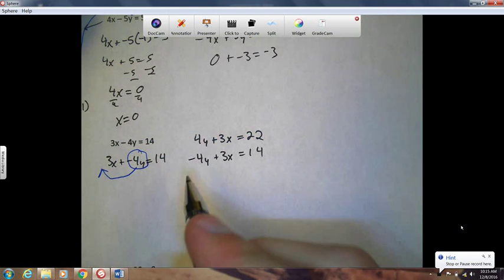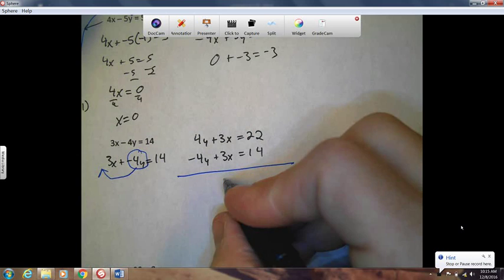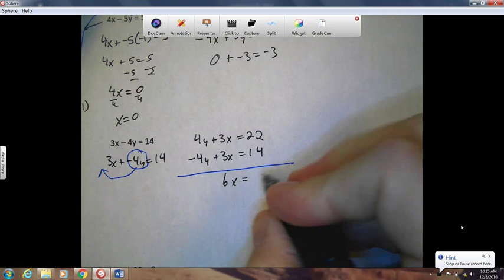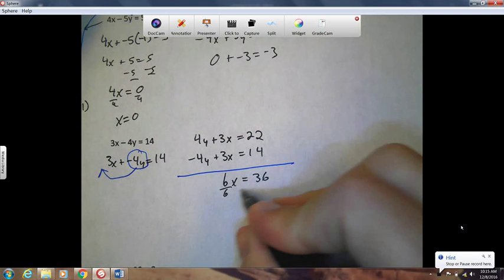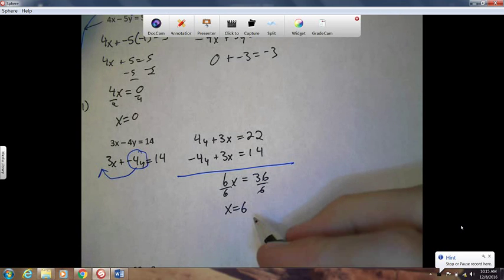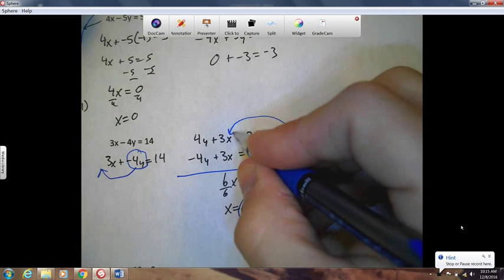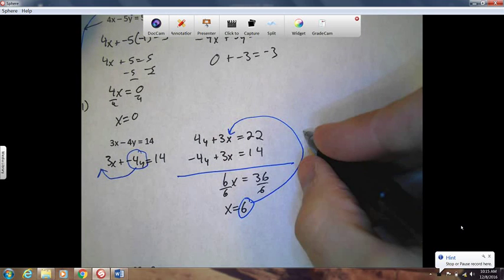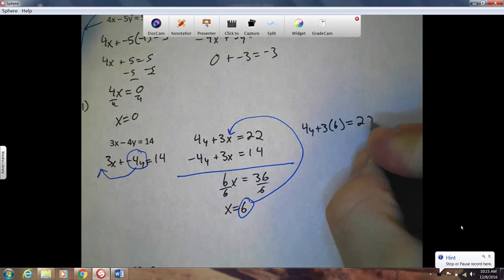Now you can add them together. The y's eliminate, positive 4 and negative 4. 6x is equal to 36. So x is 6. Once you get that, you can substitute x into any of the original ones. Doesn't matter, I'll just use the top one. So that's 4y plus 3 times 6 equals 22. And then you solve for y.